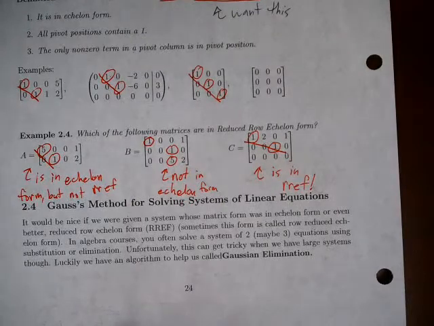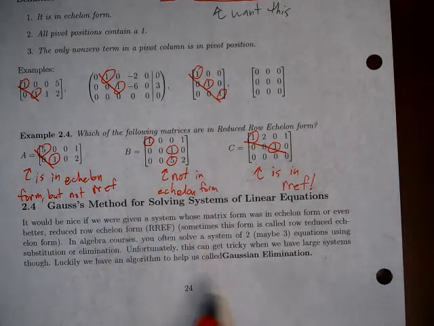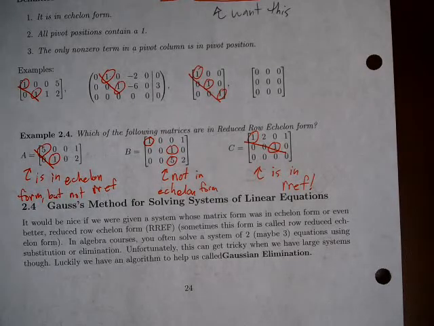So this leads us then to Gauss's method for solving systems of linear equations. It'd be nice if there was a way to take something that was in echelon form, or even better, reduced row echelon form, and have that be what we were given. However, what we want to do instead is take systems that aren't in this form and get them there.